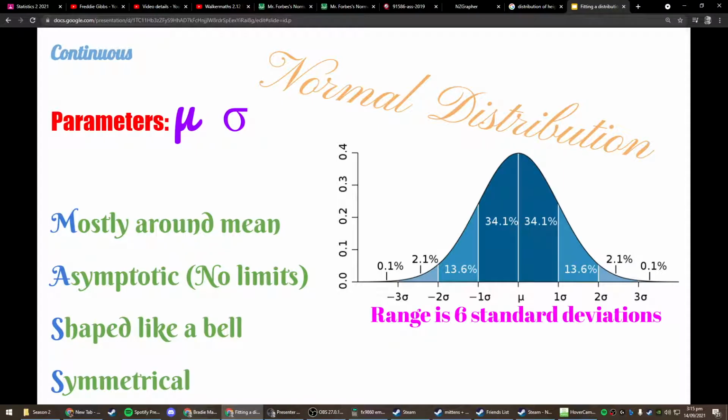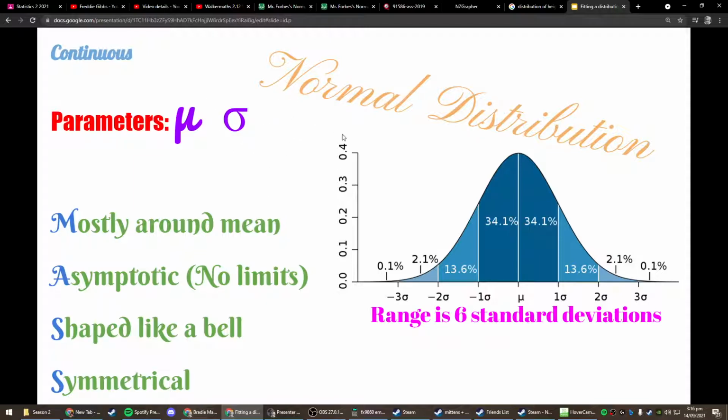So the characteristics of the normal distribution are that it's defined by mu and sigma. Mu just means the mean, which in this case happens to be the median and the mode as well. So it's just the middle of the data. And then standard deviation just means how spread out it is. I just call standard deviation spread outedness.